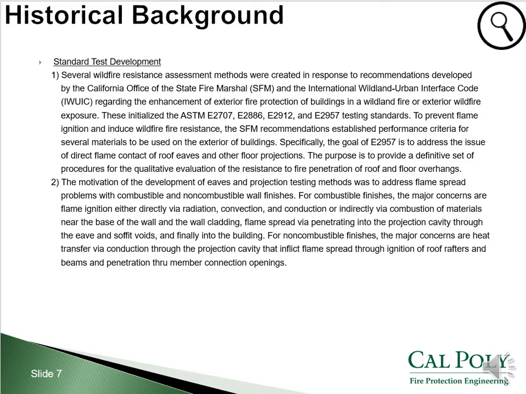To prevent flame ignition and induce wildfire resistance, the State Fire Marshal and International Wildland Urban Interface Code recommends establishing a performance criteria for building materials used on exteriors of buildings. Specifically, the goal of E2957 addresses the issue of direct flame contact with roof eaves and other floor projections.